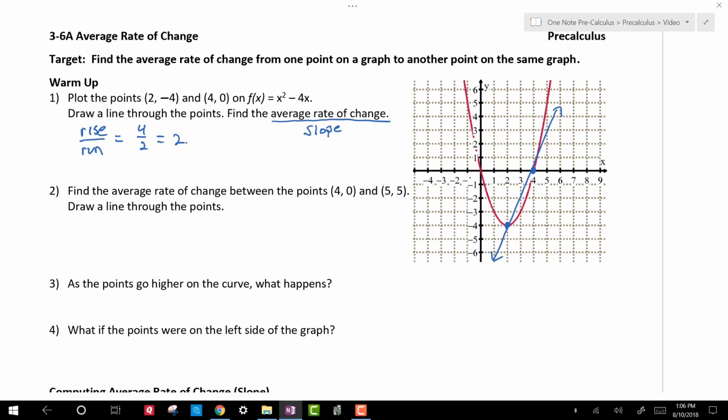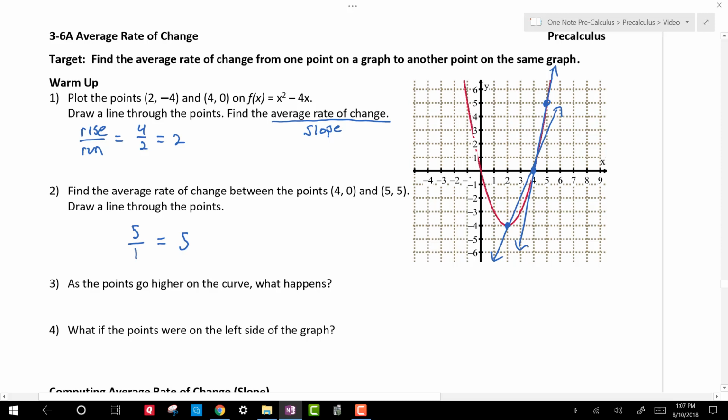The next one says to find the average rate of change between the points (4, 0) and (5, 5). So I go over here to (5, 5). I'm not going to draw the line this time because it's just going to get more confusing. But if I count the slope, I would get 1, 2, 3, 4, 5, over 1. Oh, I guess it did say to draw a line through those. So the slope on this one would be 5. Okay, so I am going to draw the line here.